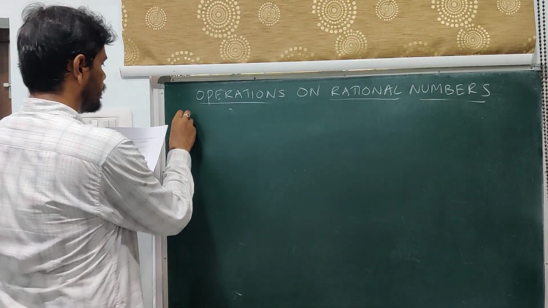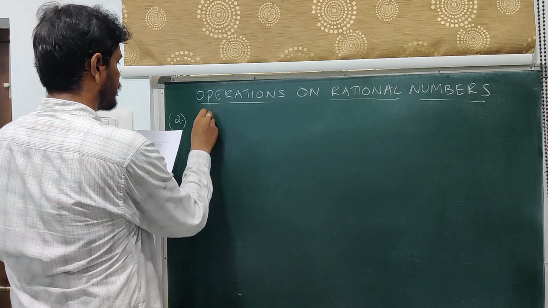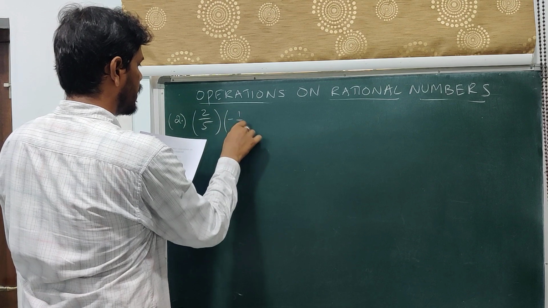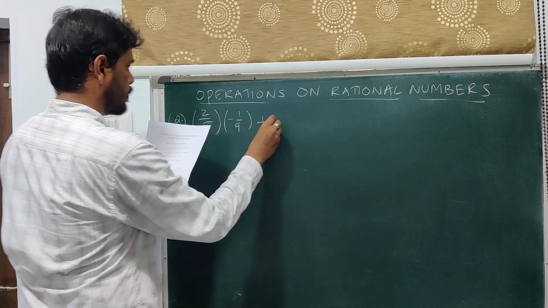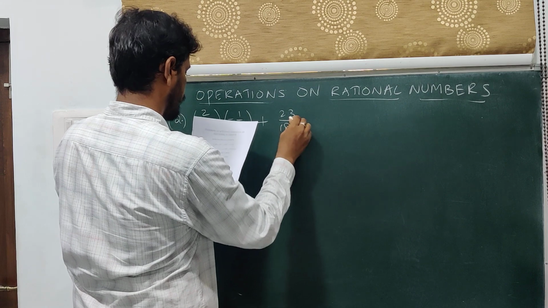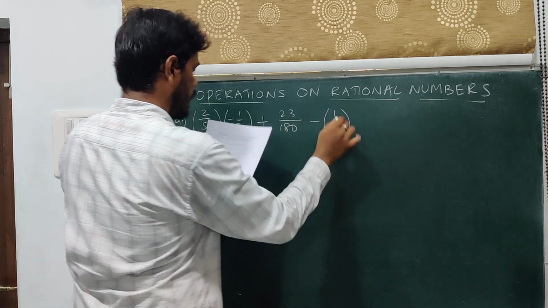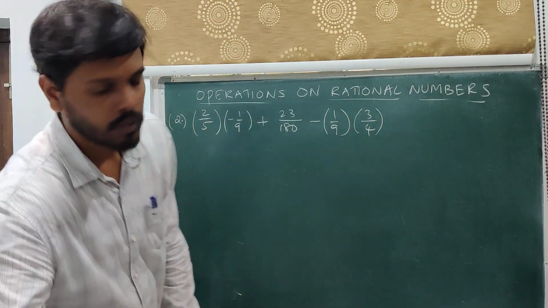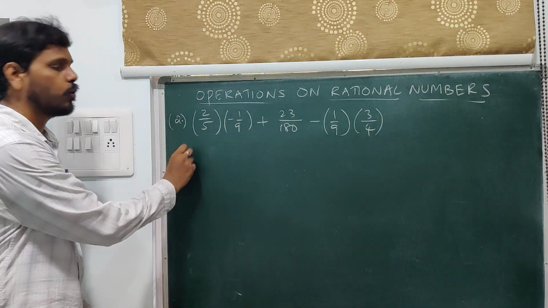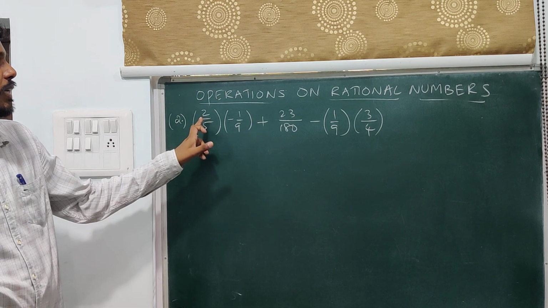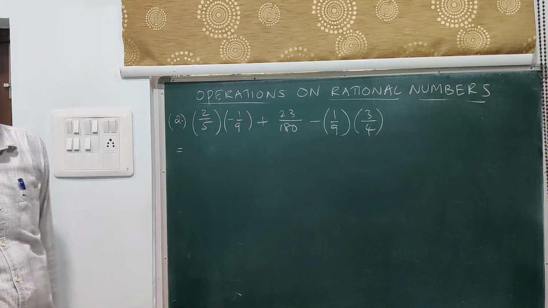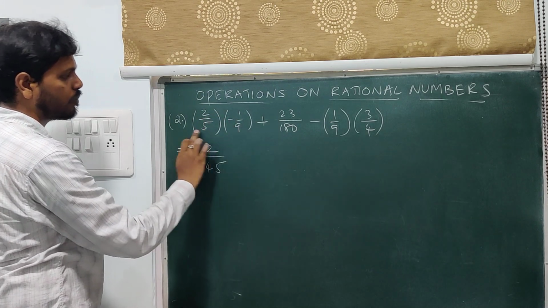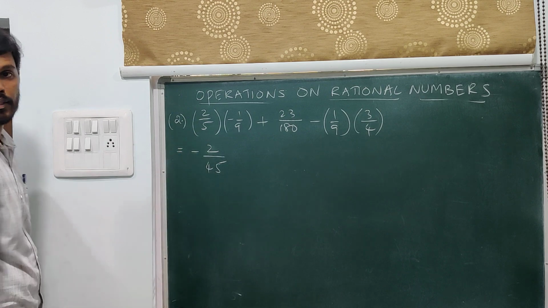So the next one, the second one: 2 by 5 into minus 1 by 9 plus 23 by 180 minus 1 by 9 into 3 by 4. Again we will go with the same process. First we open the brackets. While multiplying, multiply numerator with numerator, denominator with denominator. 2 into 1 is 2, 5 9s are 45. We are multiplying numbers of different signs, so we get a negative number.